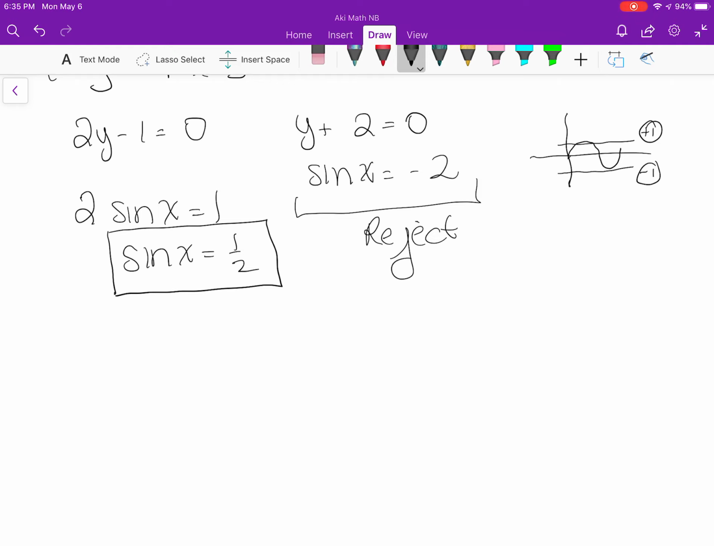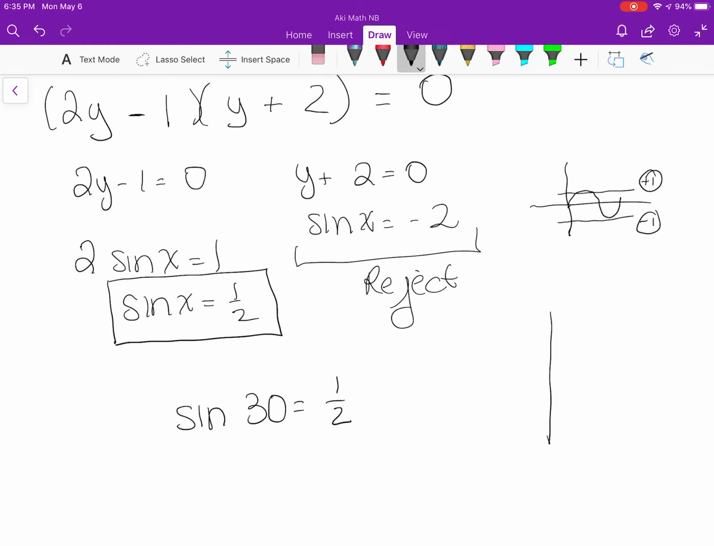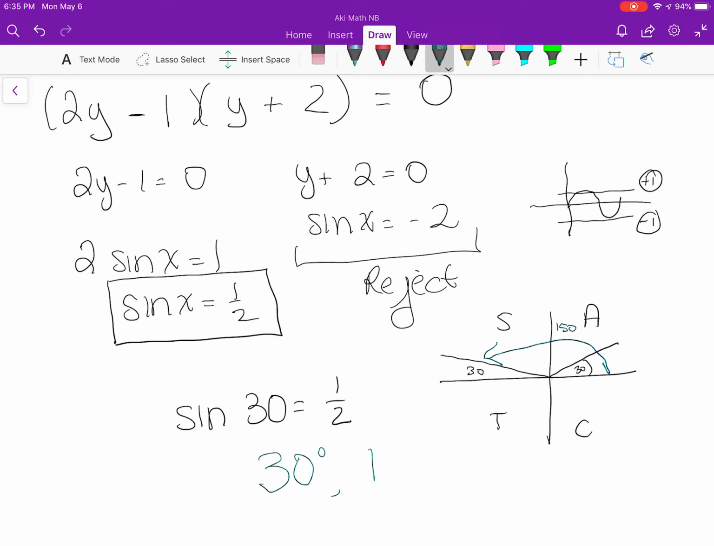And we know sine of x is 1/2, or sine of 30 is 1/2. And the only places would be here for 30. And then also over here, which gives us a grand total of 150. So the two solutions we get are 30 degrees and 150 degrees. Those are the angles where sine equals +1/2.